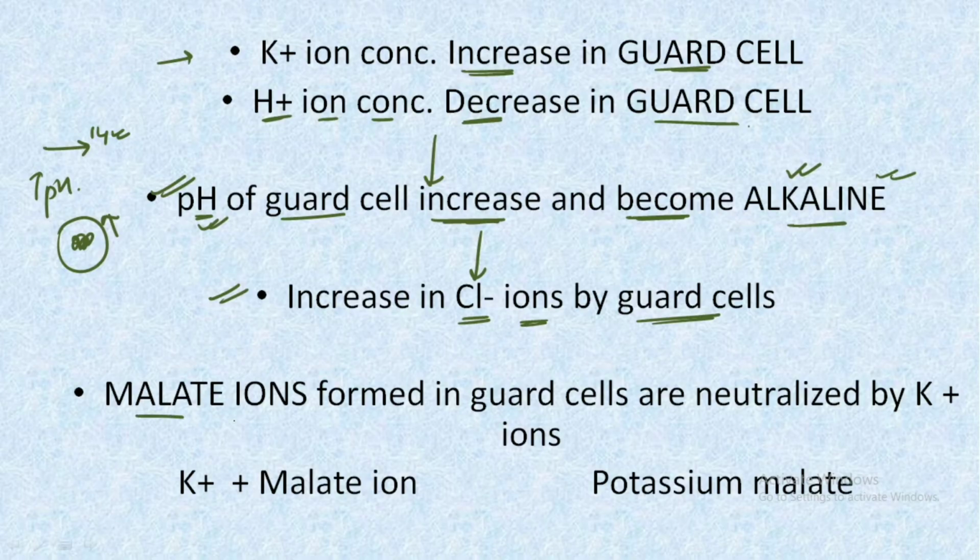these malate ions are formed in the guard cells. They are neutralized by the K plus ions. Why are they neutralized? Because in order to balance the pH, or in order to balance the electrochemical gradient across the guard cells, inside and outside of that. So as the K plus and the malate ions combine together to neutralize, there occurs the formation of potassium malate in the guard cells.